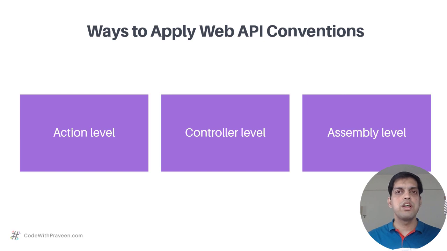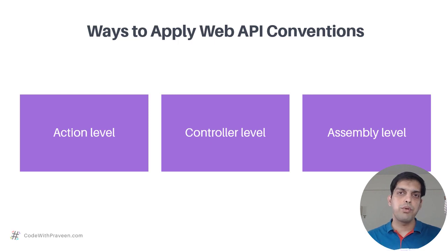Finally, let's look at the different ways of applying these web API conventions to your API projects. As you can see here, you have three different approaches. One is to apply at the individual action level. In this case, you are going to apply this convention at each of the individual action methods within each controller. The advantage here is that you have full control over which action method you apply these conventions to.